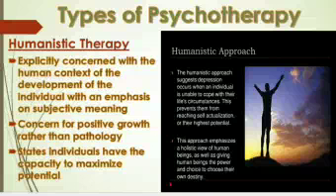Then we talked about the humanistic approach as one of the modern perspectives of psychology, where humanistic psychologists such as Abraham Maslow and Carl Rogers came up with different techniques to help an individual. It is explicitly concerned with the human context of development of the individual with an emphasis on subjective meaning. They believed that a person had potential for positive growth rather than seeing disease as pathology. If you remember, Maslow said that a person has the potential for reaching full capacity, and his hierarchy of needs, those basic needs that needed to be met in order for one to reach that full potential or self actualization.